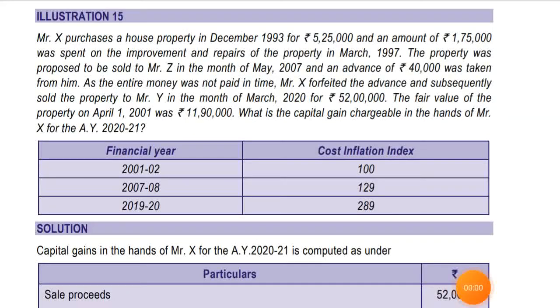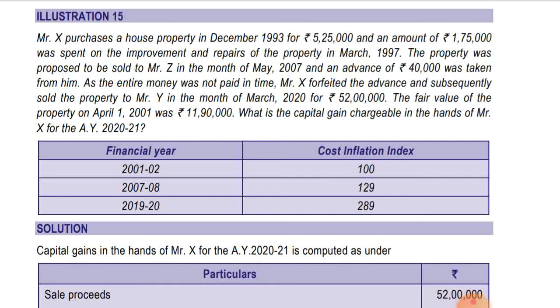Hey everyone, let's start with illustration number 15. Mr. X purchased a house property in December 1993 for 5,25,000 and an amount of rupees 1,75,000 was spent on the improvement and repairs of the property in March 1997. As we all know, cost of improvement incurred before 1/4/2001 is not to be considered while computing the capital gain. So it will not be considered.